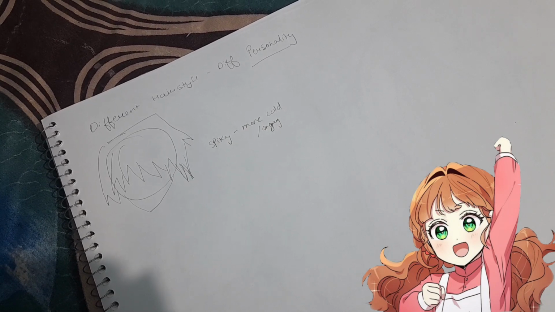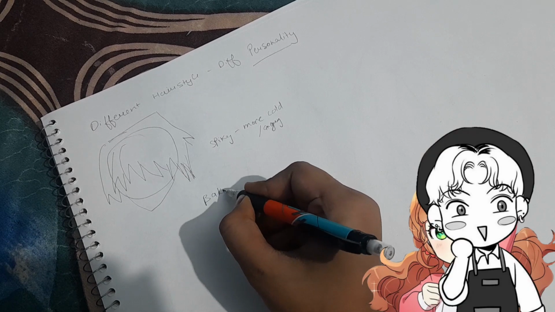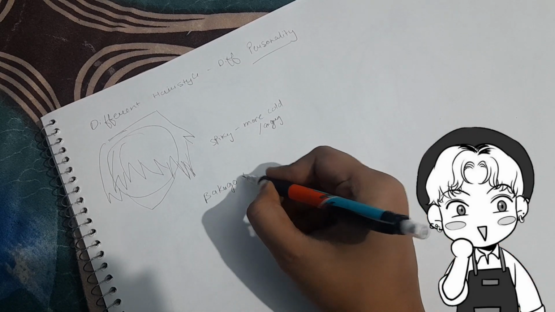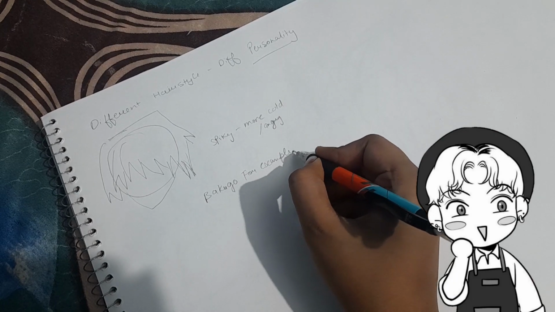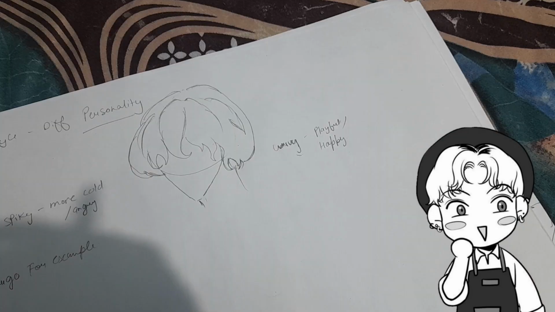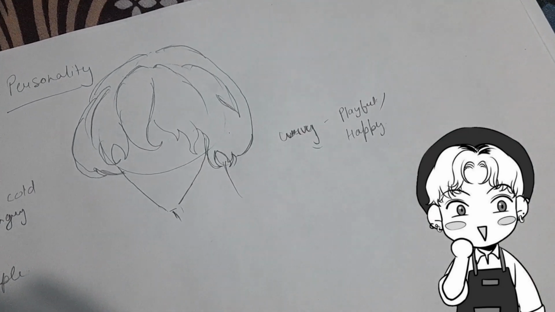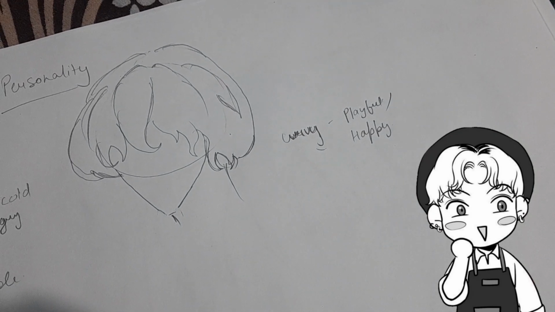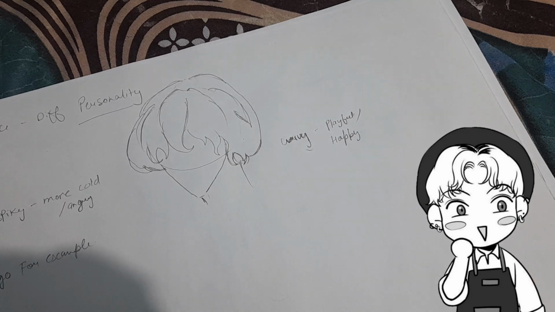Here is an example of some spiky hairstyle. As you know, spiky hair can give you the example of a more angry person and a more cold person, like Bakugo for example. Here is an example of curvy hair which represents a happy and playful type of manner.